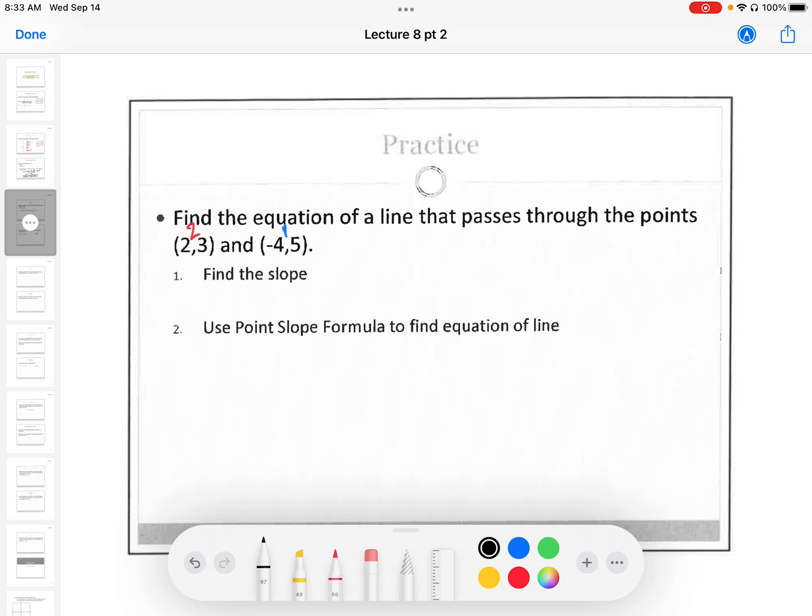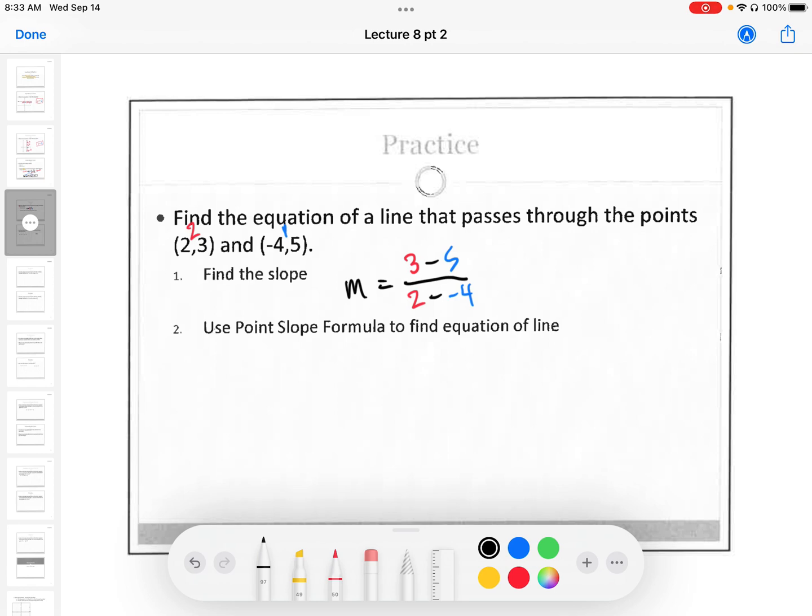Okay, so when I do this here, I'm going to go m equals y sub 2, so that would be my 3, minus y sub 1, so that would be my 5, over my x sub 2, which would be my 2, minus my x sub 1, which would be my negative 4. Okay, and I'm going to need to simplify this.